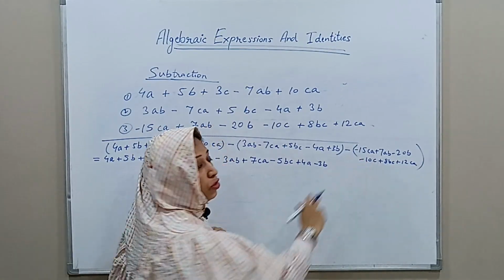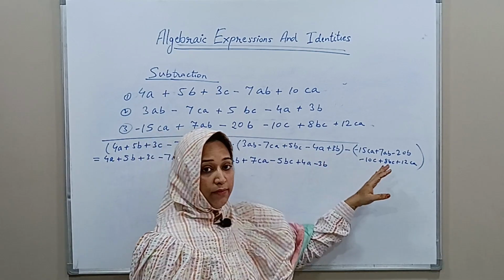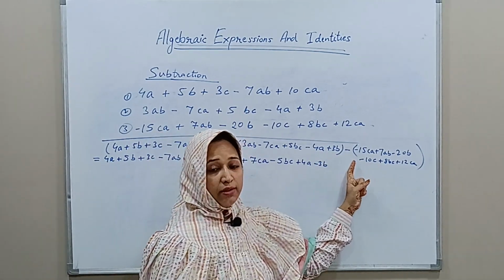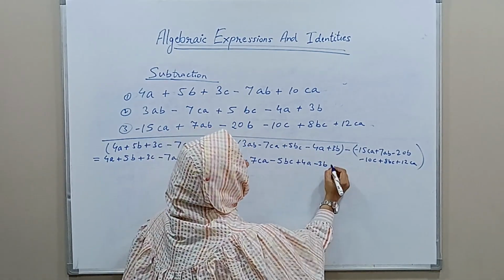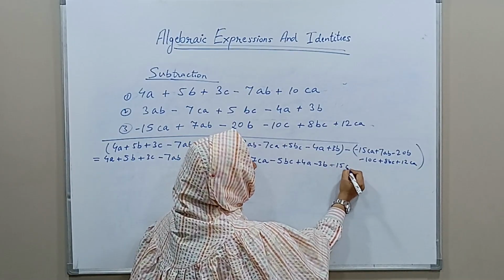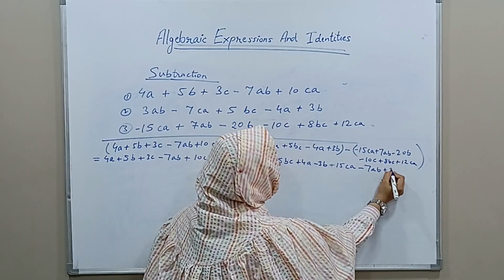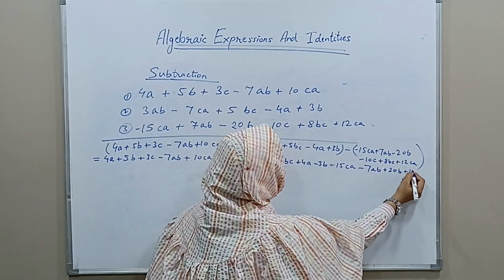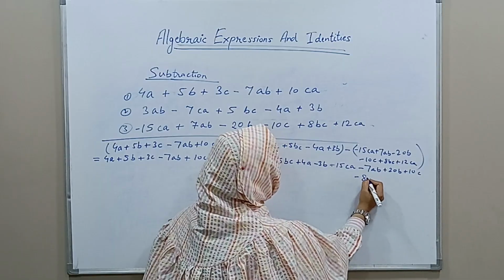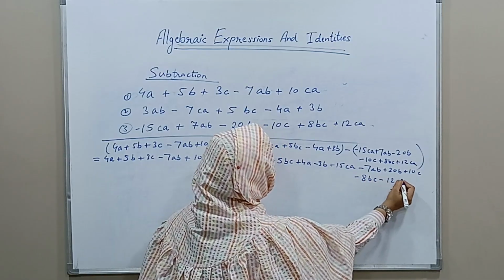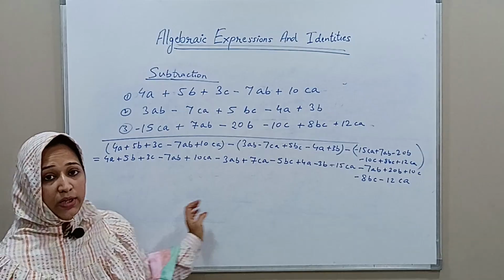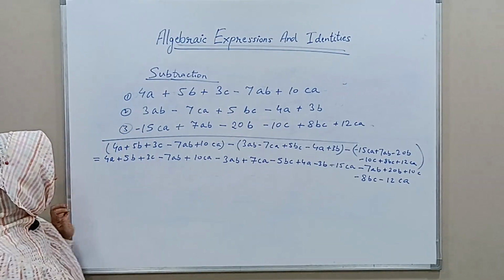Again, we will open the third bracket, and the same thing, since we have a minus sign, the signs will change. So minus 15ca will become plus 15ca, minus 7ab, minus 20b will become plus 20b, plus 10c, minus 8bc, minus 12ca. So we have so many terms to calculate.